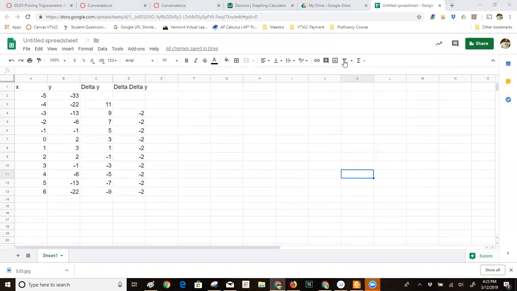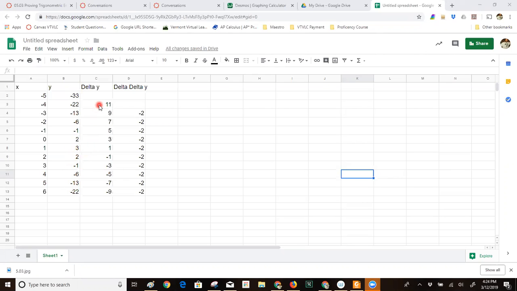So I grabbed one of the problems from the textbook that asked if it was increasing or decreasing, and you had to say the intervals when it was increasing and decreasing. What I'm seeing here is that the x's are increasing by 1. The y values are going from negative 33 to negative 22 to negative 13, so these y values are increasing. In fact, they continue to increase until x equals 1, and then y starts to decrease.